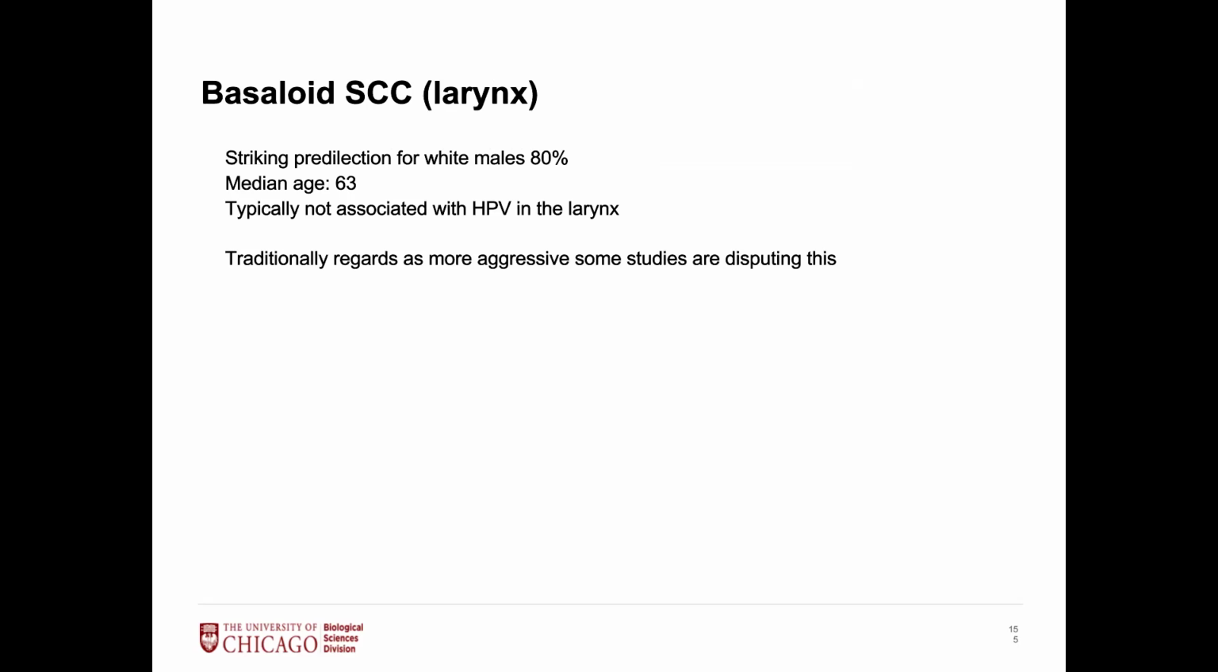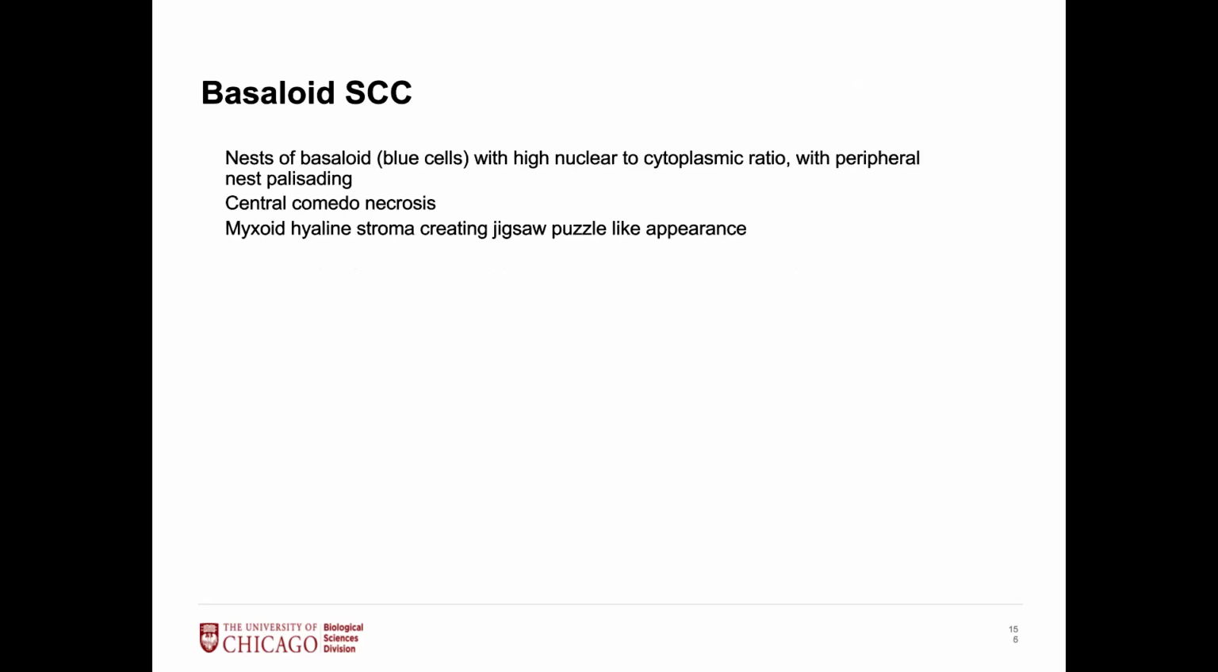Basaloid. Again, predilection for males, typically not associated with HPV. Some thought it was more aggressive, now we are not so sure. What does it look like?